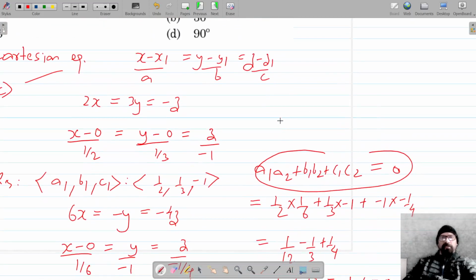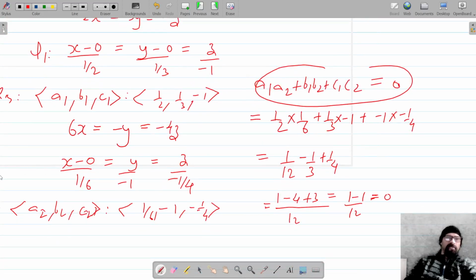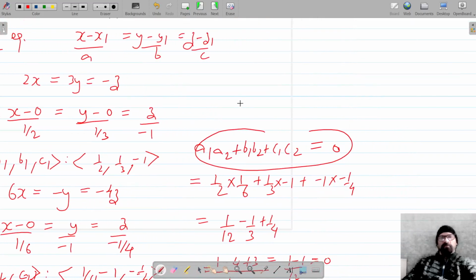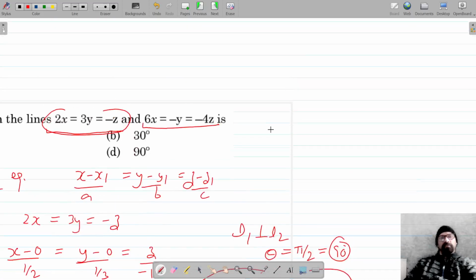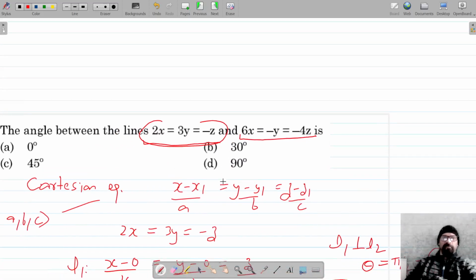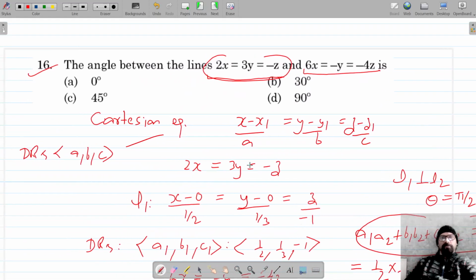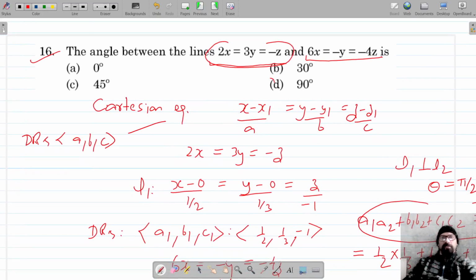So this line is L1 and this line is L2. When the sum of the product of the direction ratios of two lines is 0, that means L1 is perpendicular to L2, so the angle between them is 90 degrees. So these lines are perpendicular, so the angle between them is 90 degrees. So our option is option D. So D is the correct answer for this one.